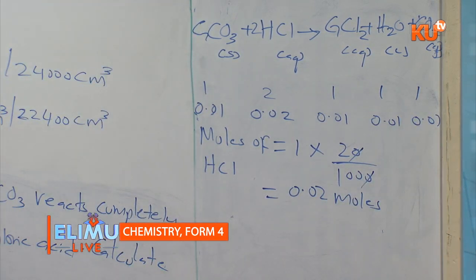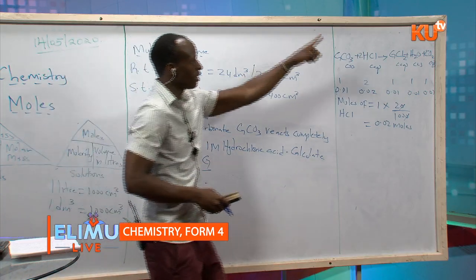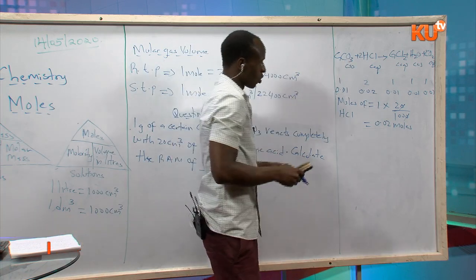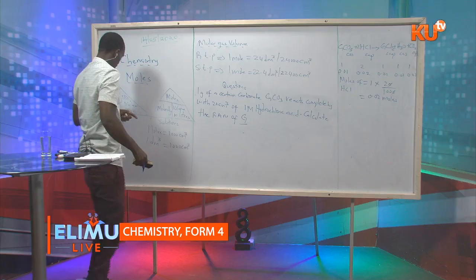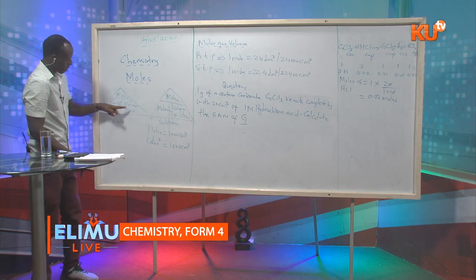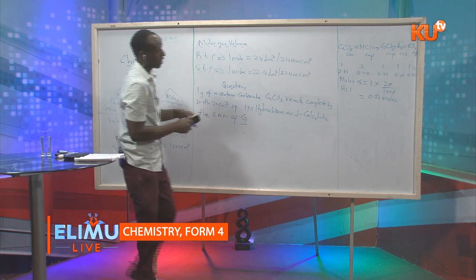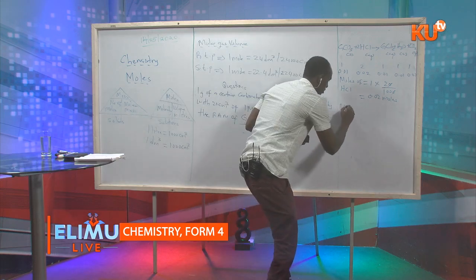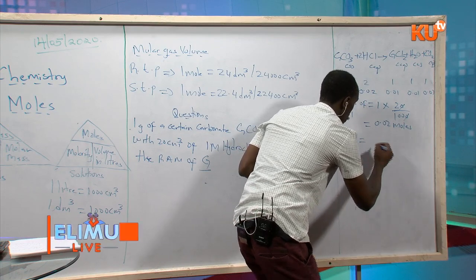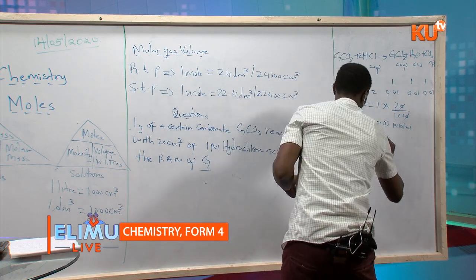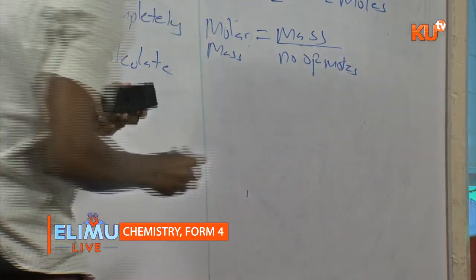So which moles are you interested in? Calculate the RAM of G. G is an element in G carbonate. So what is RAM? RAM is molar mass. Molar mass is the mass of a number of moles. RAM is the same as molar mass. So molar mass equals mass over number of moles. Were you given the mass of G carbonate?